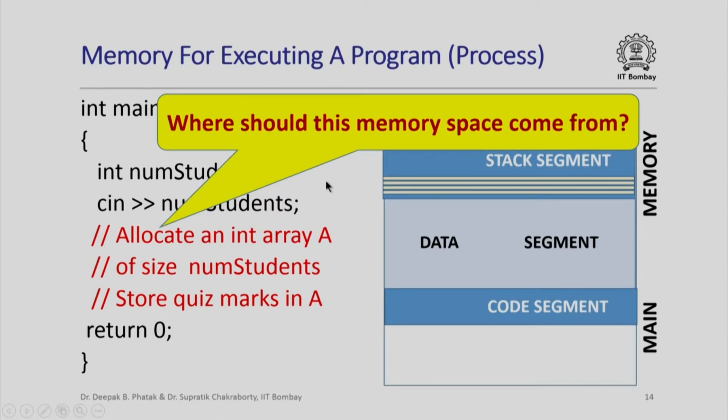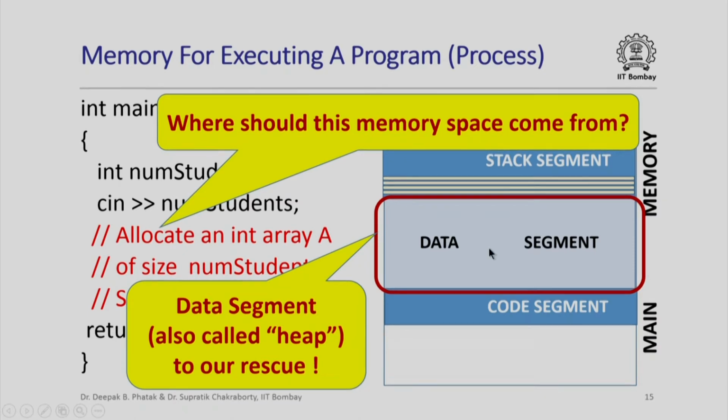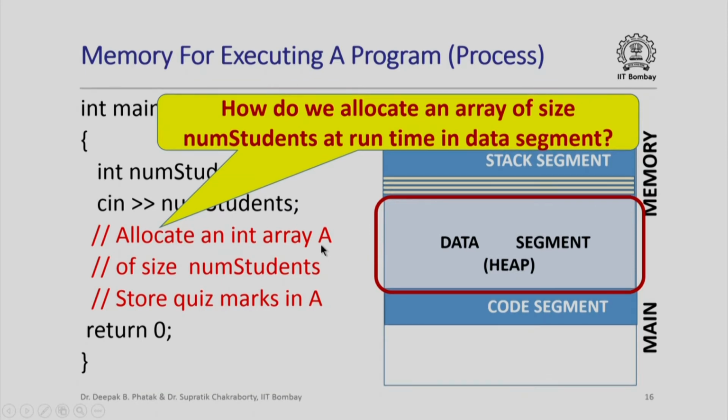But in the activation record, if I cannot store space for this array A, then where should the memory space for this array A come from? Well, it turns out that here is where the data segment, also called the heap, comes to our rescue. So now we must figure out how do we allocate an array of size num_students at runtime in the data segment. From the constructs of C++ we have seen so far, there is nothing that would allow us to do this. All the variables and arrays were allocated statically in the activation record in the stack segment when the function was called. We could not allocate memory once the function started executing, but now we actually need to do that. So how do we do that in C++?